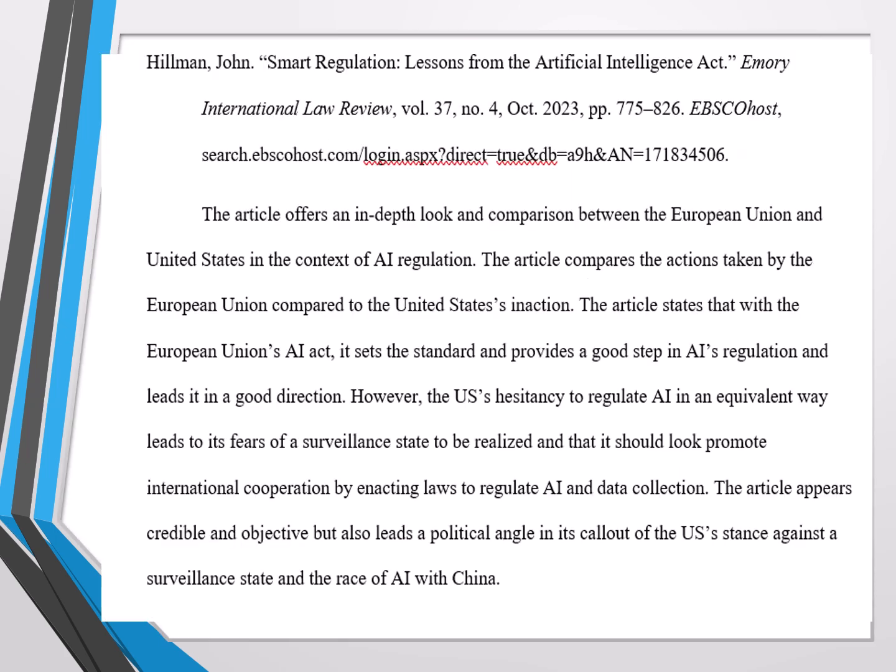Okay, here is an example of an annotated bib that comes from EBSCOhost. And you'll notice that it has the things that need to be included. The only thing here is that it's very, very short. Most annotated bibs are between 200 and 250 words.